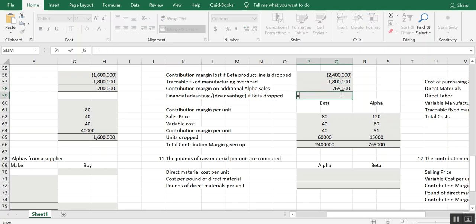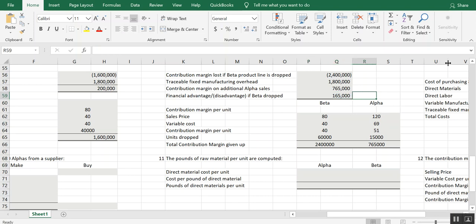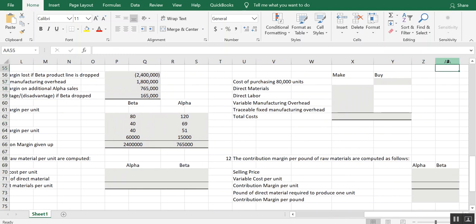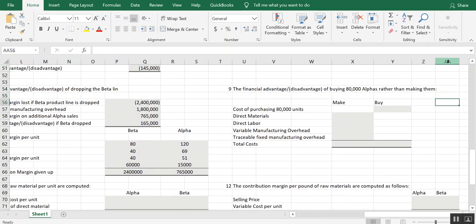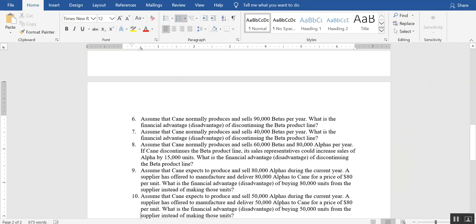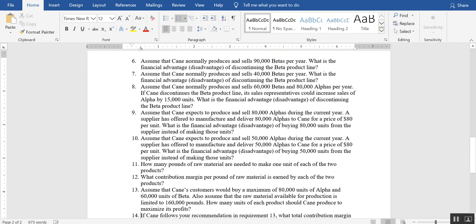So the sum of all of these will give us the change or the financial advantage or disadvantage of doing this. So based on these calculations, the financial advantage of dropping beta is 165,000. So we would do that. That would be a decision that we would make. So now, when we look at the foundational 15 for number 9, we're going to look at a make or buy decision.